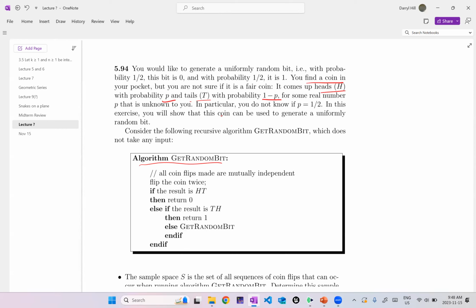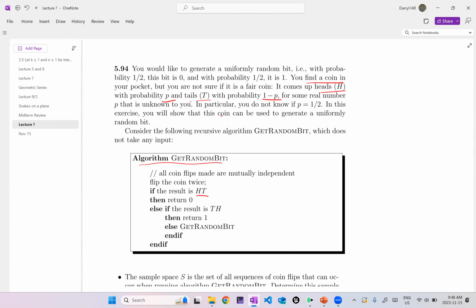And I want to use this biased coin to get a completely random flip, or a fair flip, right? So I'm going to run this algorithm where I'm going to flip my coin twice. And if the result is heads, tails, I'm going to return a 0, right? So this bit, what I really want is I want a fair coin. I flip it. If it comes up heads, I say 1. If it comes up tails, I say 0. And that has probability 1/2.